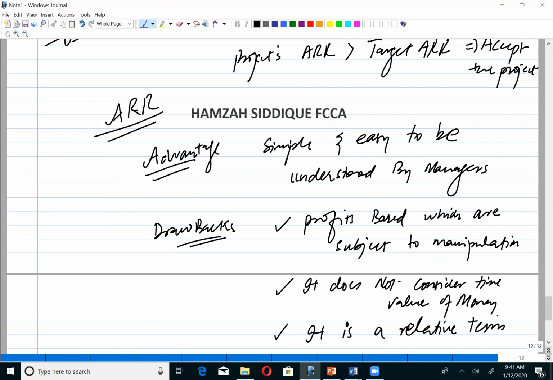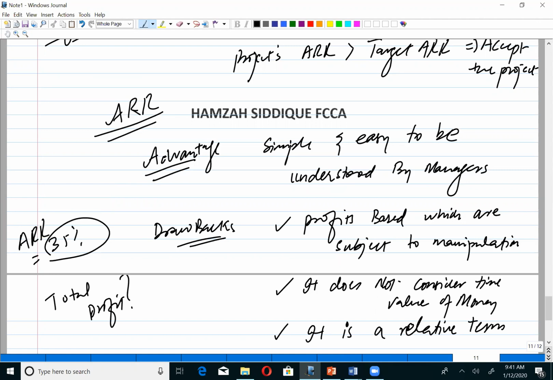Relative term. What is the meaning of percentage? 35% profit. Now, how much total profit? ARR is telling 35%, but it is silent on the total. ARR is not telling us. It is relative.